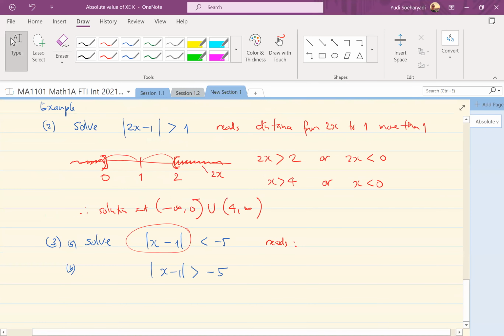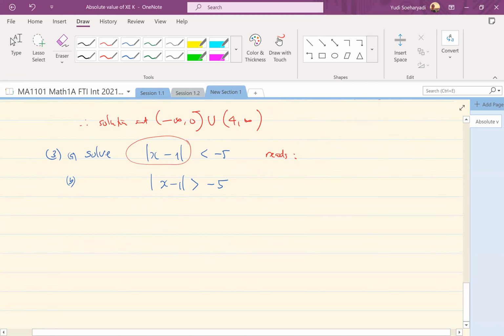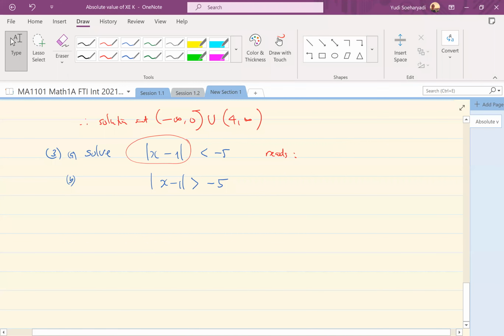As above, how do you read this one? Distance from what? Distance from x to 1. Yes. The distance from x to 1 is less than -5, less than negative 5. But distance is never negative, right? So is there anything that has distance negative 5?